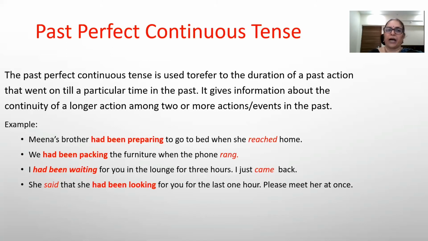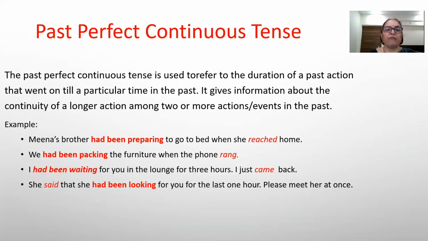Both actions were in the past, but Meena's brother had been preparing, and it continued for some time. When Meena reached home, we had been packing the furniture when the phone rang. The phone rang; by that time the packing had started long back, but continued for some more time. We had been packing the furniture. At that time, both actions took place in the past.